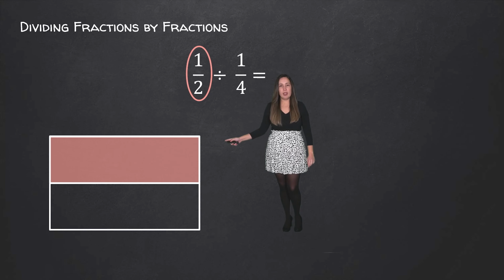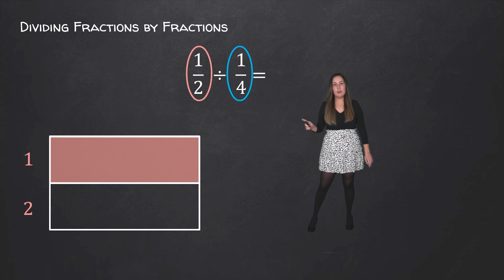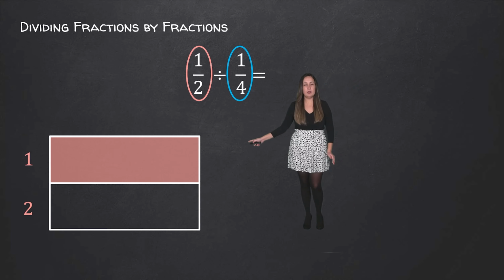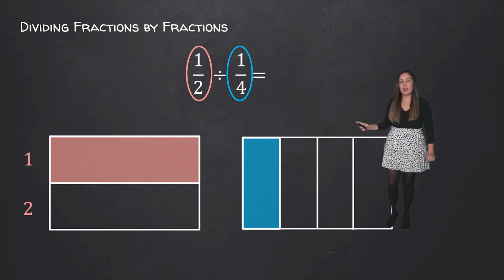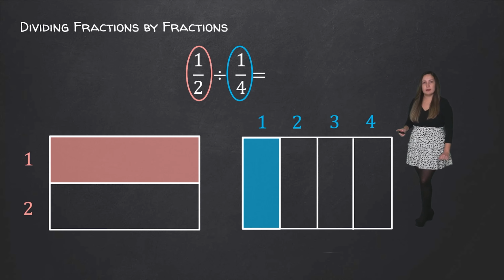So here we have a rectangle that has one shaded part out of 2 equal pieces to represent 1 out of 2. Then, since we're dividing it by 1/4, we're going to take another rectangle and cut it in the opposite direction. So this one is cut horizontally. The next one we're going to cut vertically, and we're going to shade in 1 out of 4 equal parts.